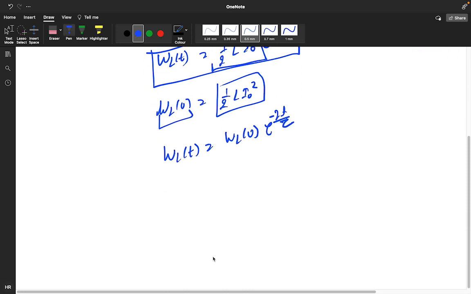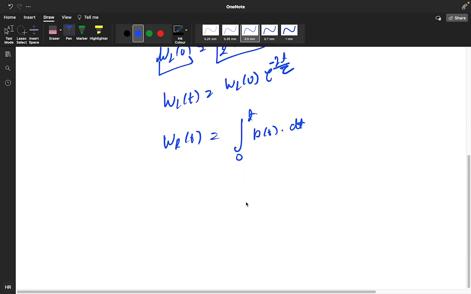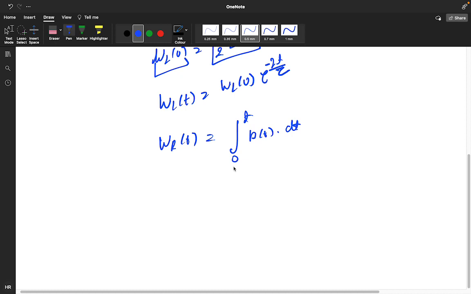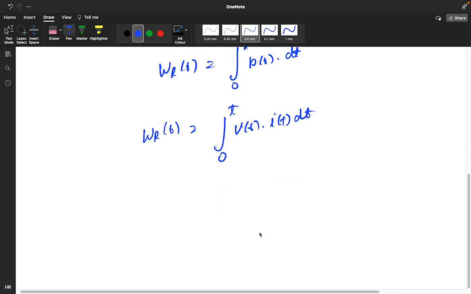And if you go for the energy in the resistor, WR of t, what is the formula for finding the energy in a resistor? Integration from 0 to t of P of t into dt, power into time. Okay, you need to put the value of power. Power will be V into I, V of t into I of t into dt. Okay, what was the VR of t you got?